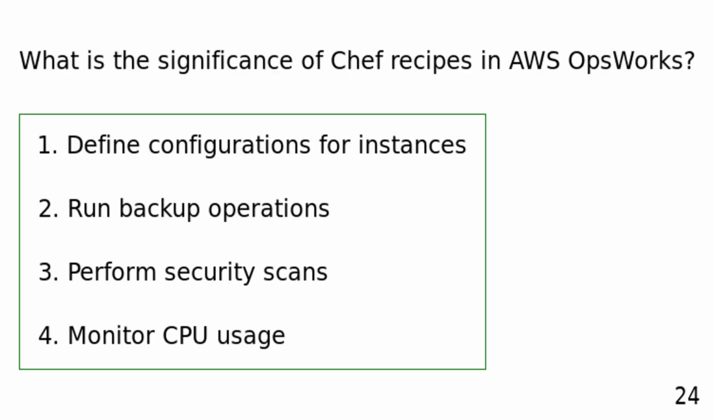What is the significance of chef recipes in AWS OpsWorks? Define configurations for instances. Run backup operations. Perform security scans. Monitor CPU usage.